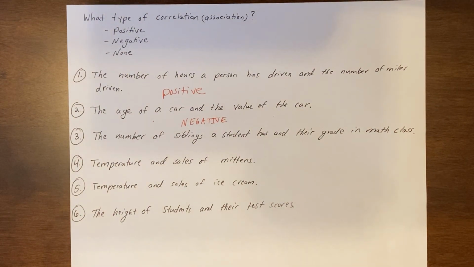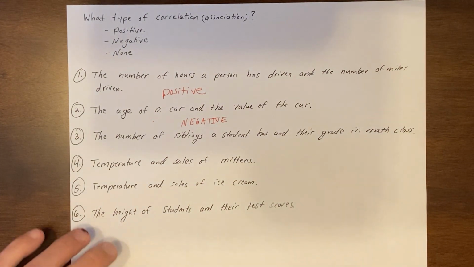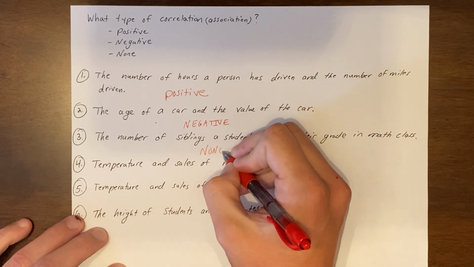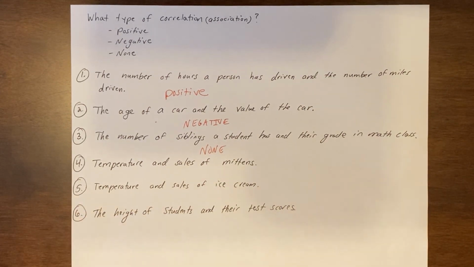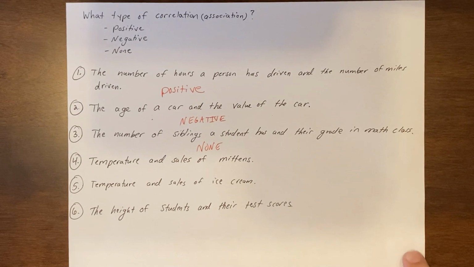All right. Number 3, the number of siblings a student has and their grade in math class. Well, it probably doesn't matter how many siblings you have. That is not going to have any effect on your grade in math class. So we would say none. There is no correlation between number of siblings and performance at school, or in particular math class.